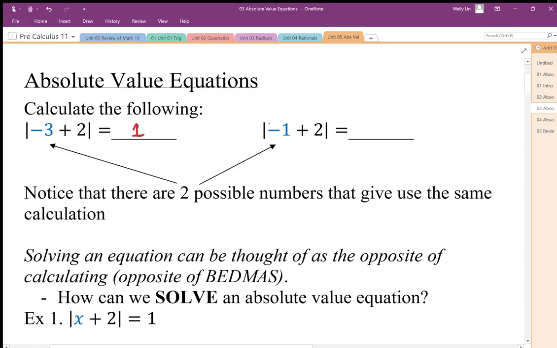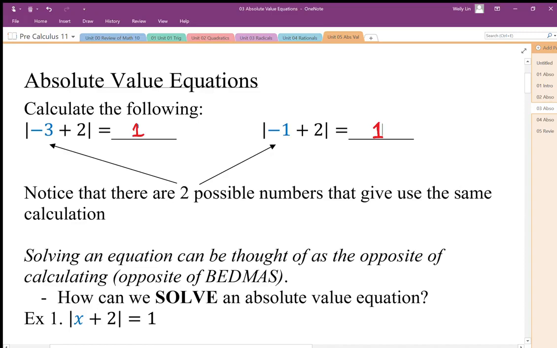Let's take a look at this situation here. Everything's the same except the negative 3 gets replaced by negative 1, and we do negative 1 plus 2, which is positive 1. Absolute value gives us 1. So when we look at these calculations, there are two different numbers, or inputs, that will give us the same output of 1.